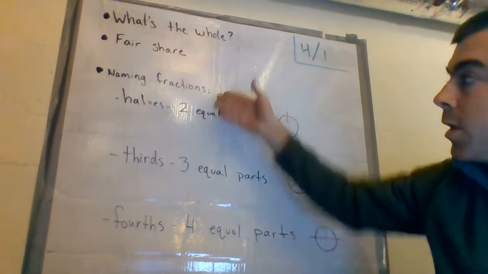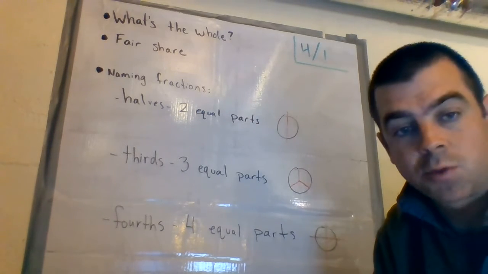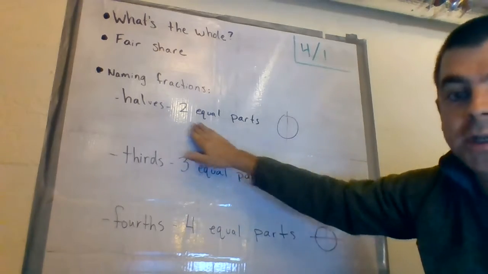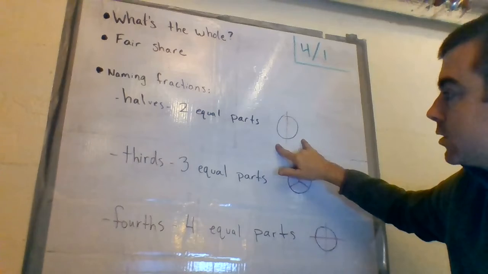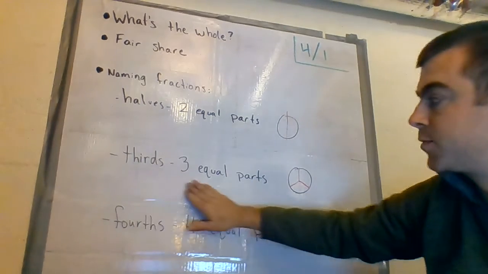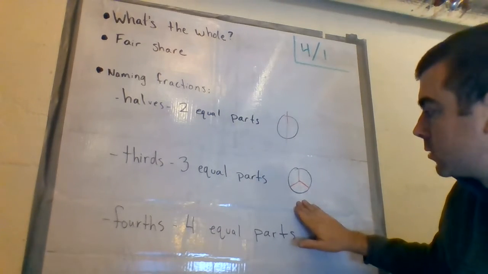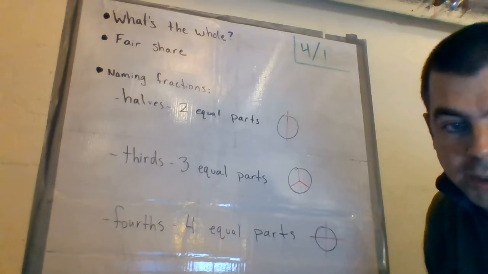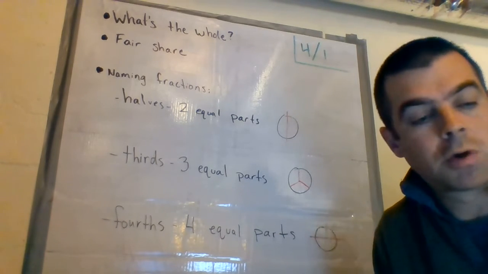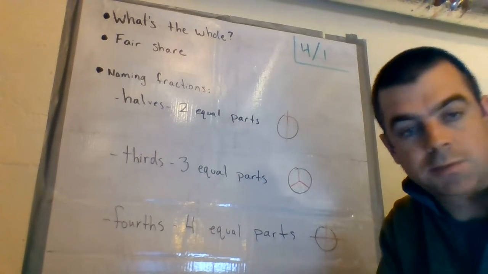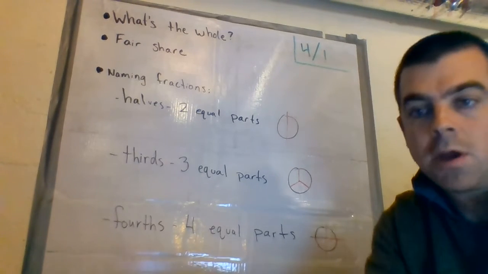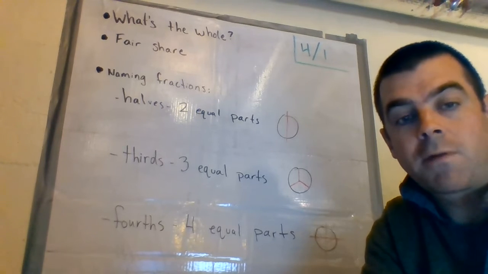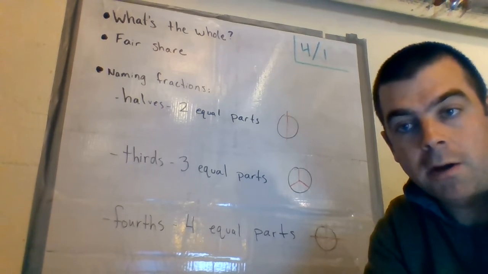And we talked about naming our fractions. The fractions that we are concerned with in first grade include halves, when we split something into two equal parts. Okay, there's an example. Thirds, if we've split something into three equal parts, like that one. Or fourths, if we've split something into four equal parts. If this sounds new, or if you didn't watch the video on Monday about these things, stop the video now, go back and watch that video from Monday, and then come back here.